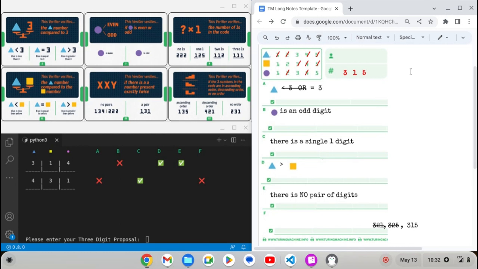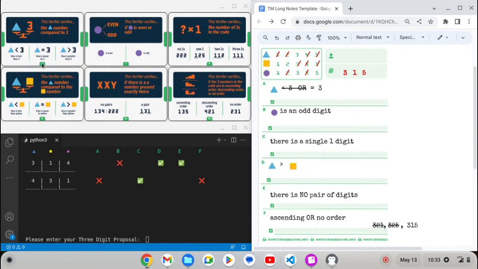315. Okay. So in my notes for F, I would probably put something that's either descending or no order. I apologize. Not descending, ascending, because I did choose a descending proposal. So it's actually ascending or descending or no order. Okay, no pair. Okay, so 315.